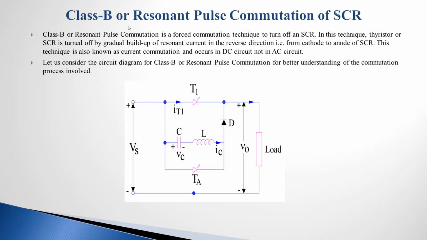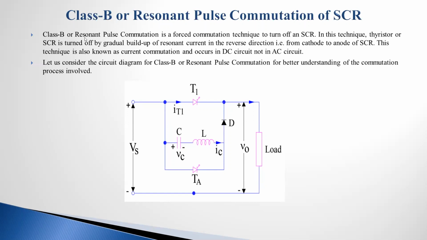Sometimes he may ask the question, explain the resonant pulse commutation of SCR, or sometimes, explain the class B commutation of SCR, in the theory examination. That's why we have to remember both names. So what does it mean? How can we turn off the thyristor by using class B or resonant pulse?